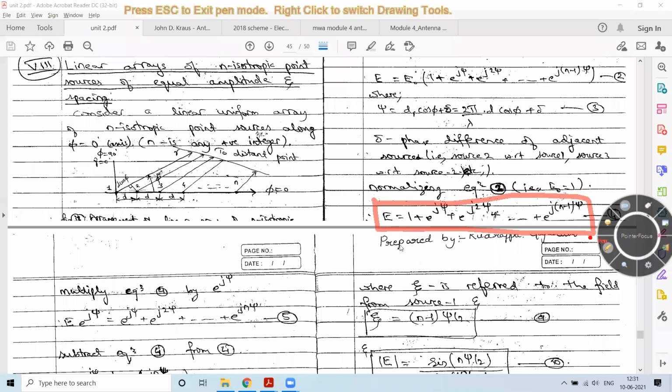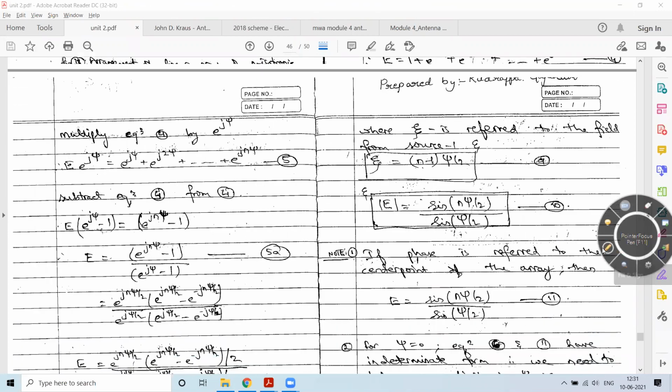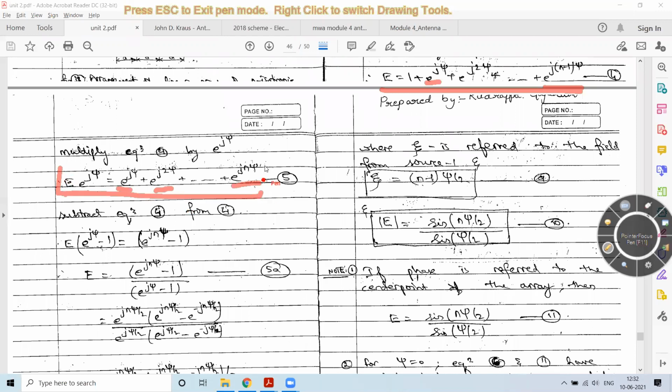Now this equation itself, I will multiply it with e raised to j psi. When I multiply equation 4 with e raised to j psi, we will have E into e raised to j psi, 1 into e raised to j psi, e raised to j psi into e raised to j psi will be e raised to j times 2 psi, and so on. And when we multiply the last element with e raised to j psi, we are left with e raised to j n times psi. So now we have two equations, equation 4 and equation 5.